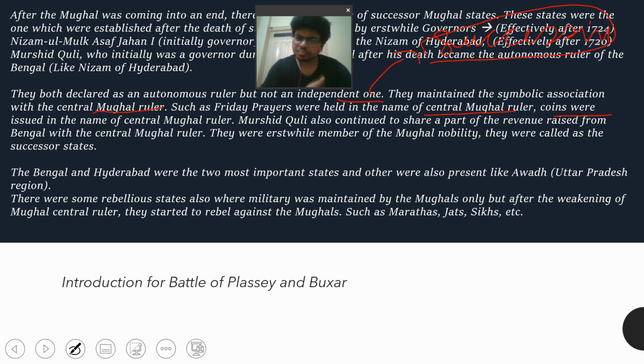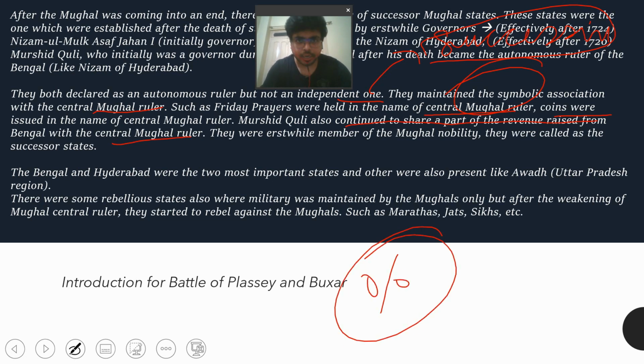Murshid Quli continued the same thing. This applies to both, the Nizam and the Nawab; the Nizam is for Hyderabad, the Nawab is for Bengal. Murshid Quli also continued to share a part of the revenue raised from Bengal with the central Mughal ruler. He was sharing some amount of money, like the Chauth and Sardeshmukhi, so similarly he was sharing some percentage with the central Mughal authority. But later we will see that this too will be overcome.